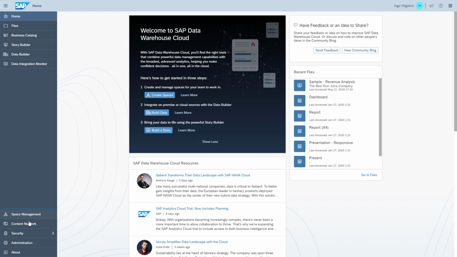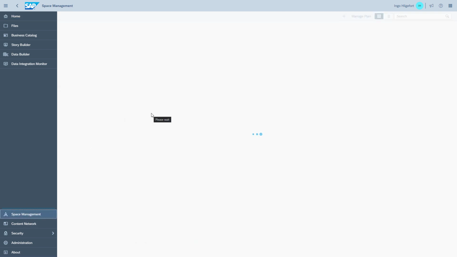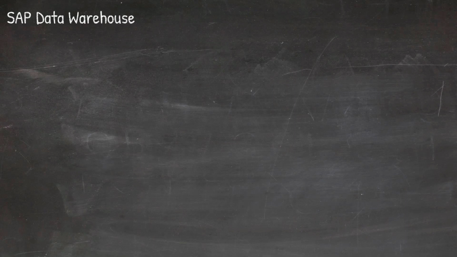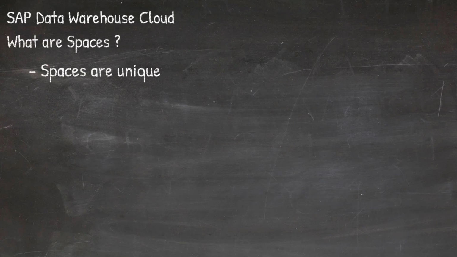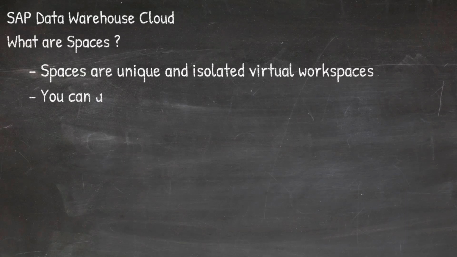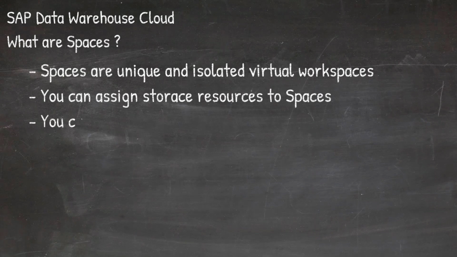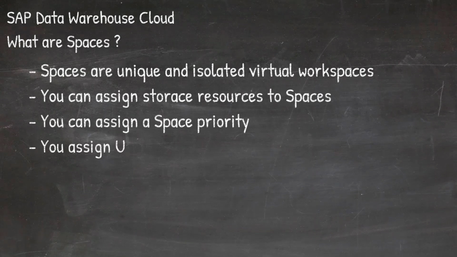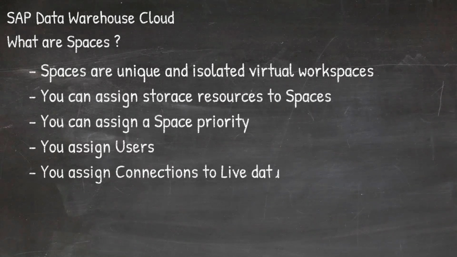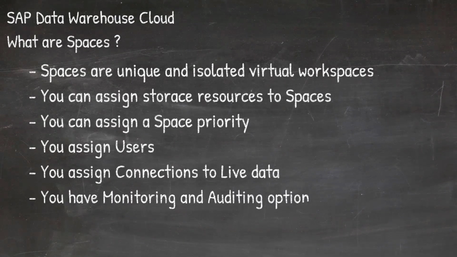So spaces are a very, very fundamental part in the Data Warehouse Cloud. So let's clarify what spaces are. So first of all, spaces are basically an isolated work area. You can assign storage already, and in future, looking at adding compute power and being able to assign it, you can assign a priority. We will take a look at it. Users and connections, and you have monitoring and auditing options.